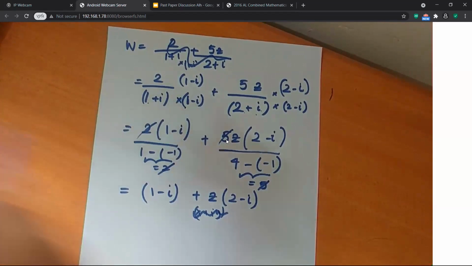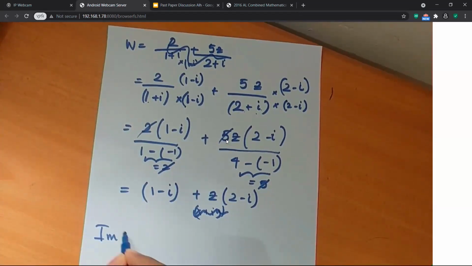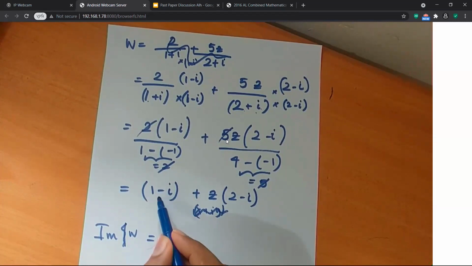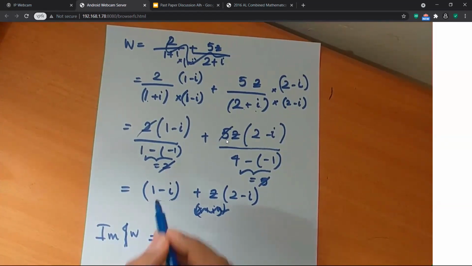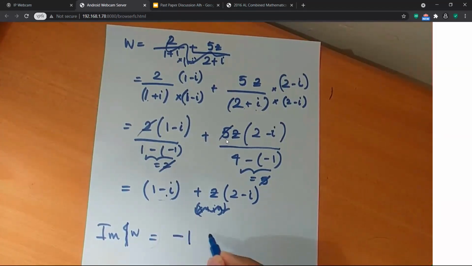So the imaginary part of W can be written as the imaginary part of this part and the imaginary part of this. Okay. So what is the imaginary part of this? The coefficient of I, that is -1, plus the imaginary part of this whole thing, the imaginary part of Z times 2 minus I. Right?